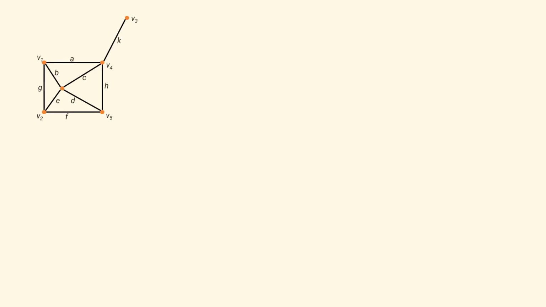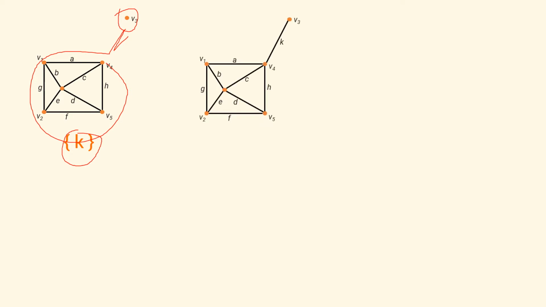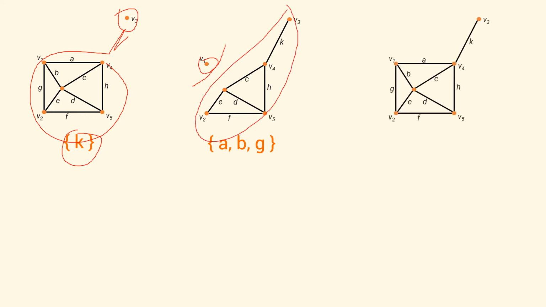Here's the first example. It has 6 vertices and all those edges connecting it. Imagine we cut edge k. If we cut edge k, you see this part, v3, is disconnected and the rest of the graph is separate. So this set k is known as a cut set. Now, the same graph we can cut through another means: cutting edges a, b, and g. When you cut a, b, and g, you get v1 separately and the rest of the graph separate. You can also cut them in multiple ways.